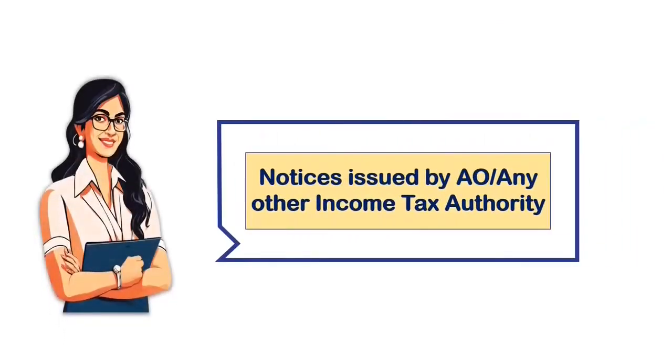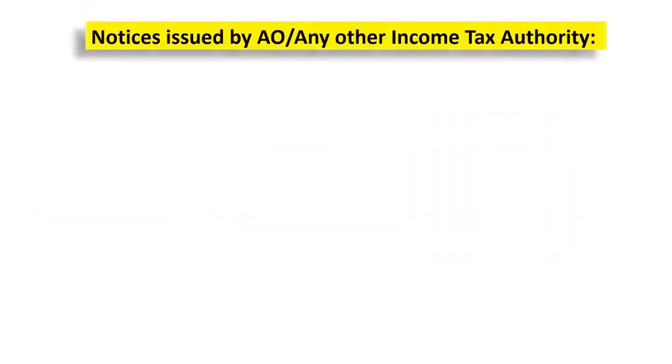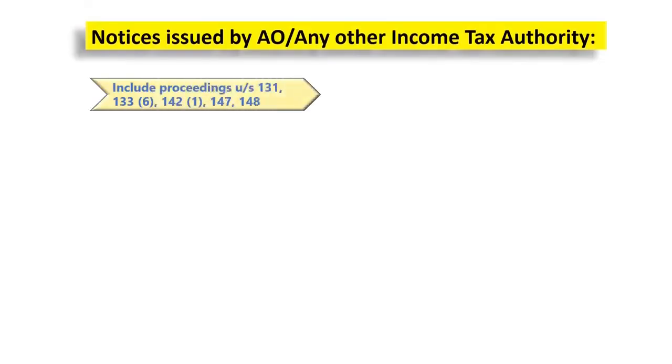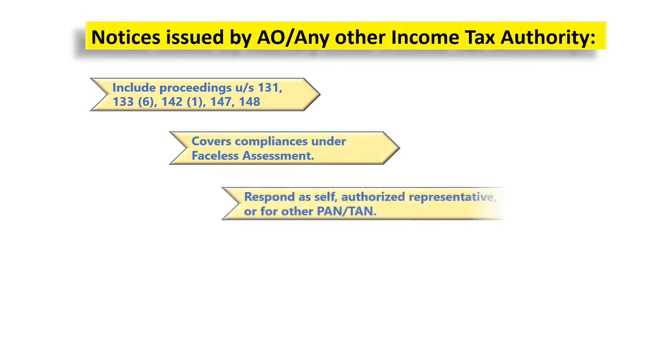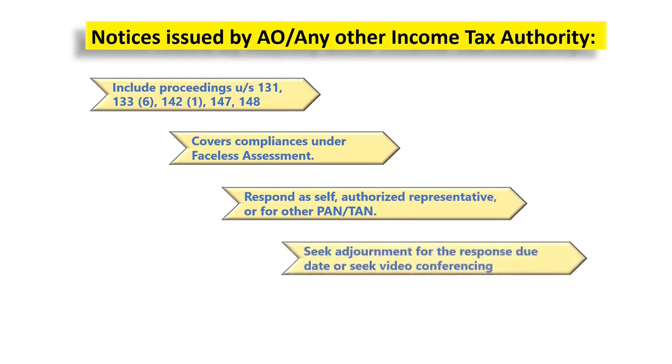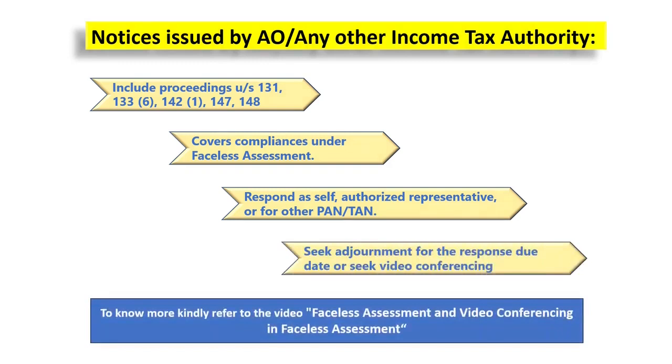Notices issued by assessing officer or any other income tax authority, which include proceedings under section 131, 133 subsection 6, 142 subsection 1, 147 and 148 are covered in the e-proceedings section. It also covers compliances under faceless assessment. The taxpayer can respond as self, authorized representative, or for any other PAN or TAN. Taxpayer can also seek adjournment for the response due date or seek video conferencing in this functionality.